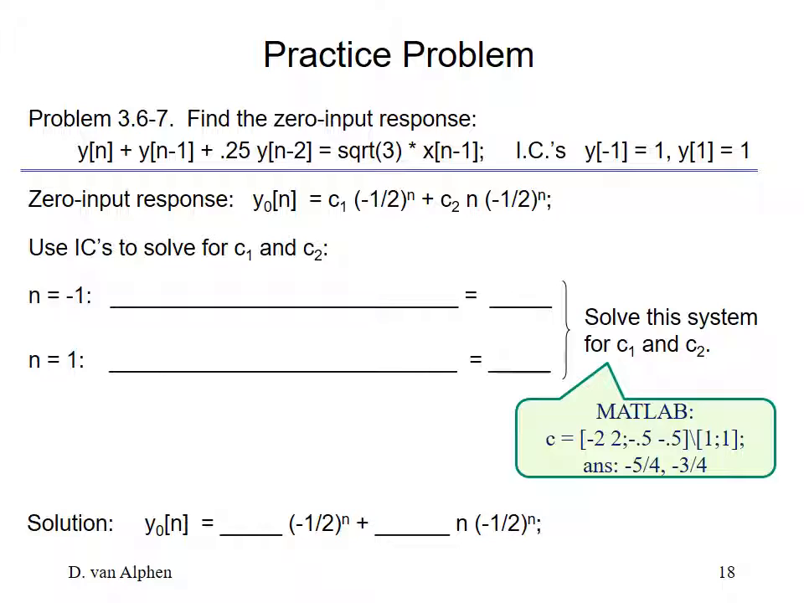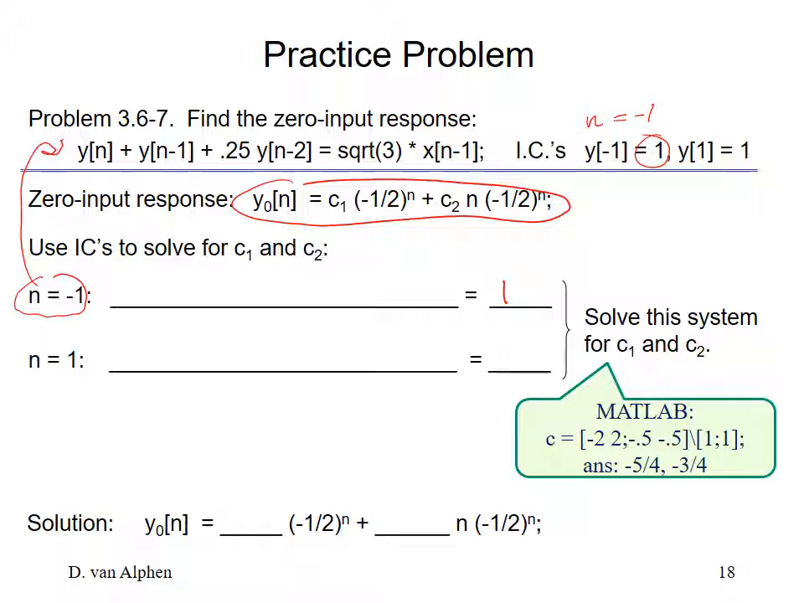Okay, now, so far we had this, and now we need to finish this problem, find the zero input response. So what I need to do now is say, well, this initial condition comes about when n is negative 1. So I'm going to use n equal to negative 1 to get a numerical value of 1. And then now I put n equal to negative 1 up here.